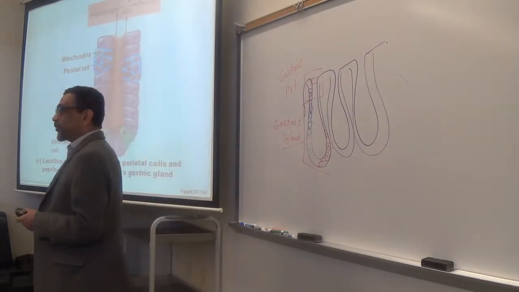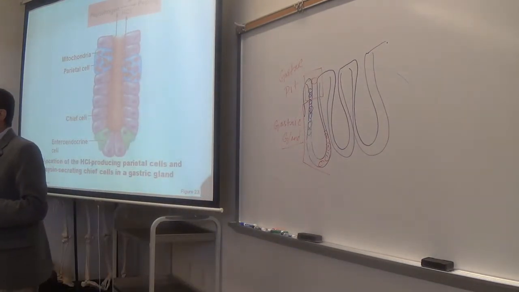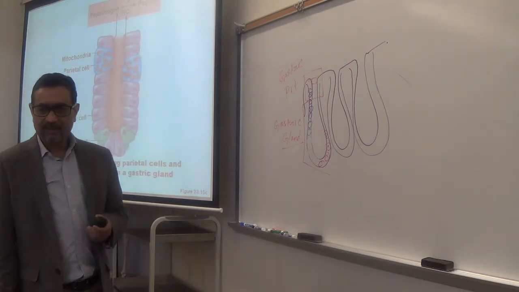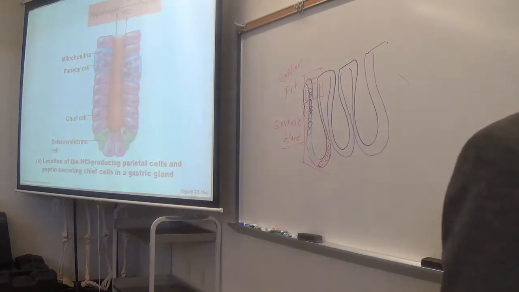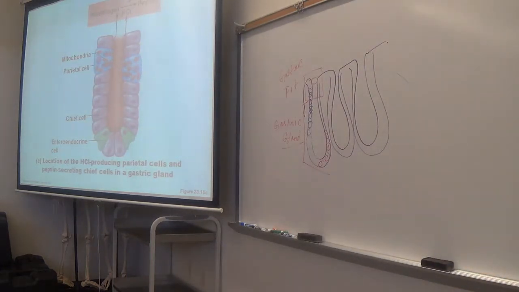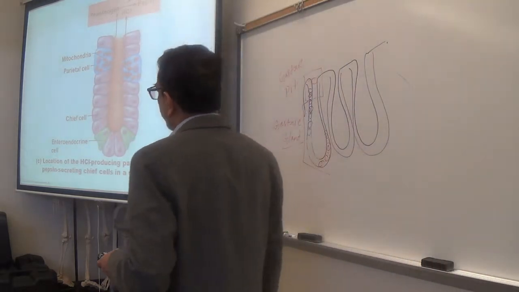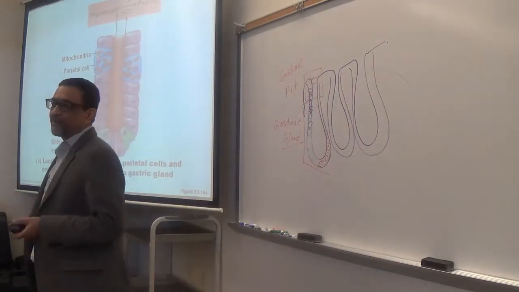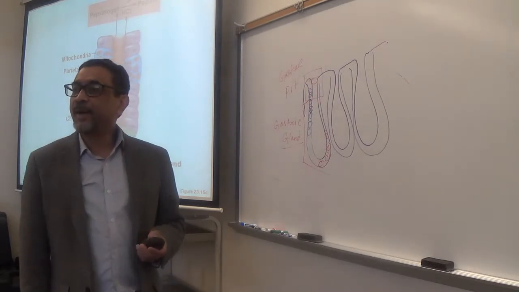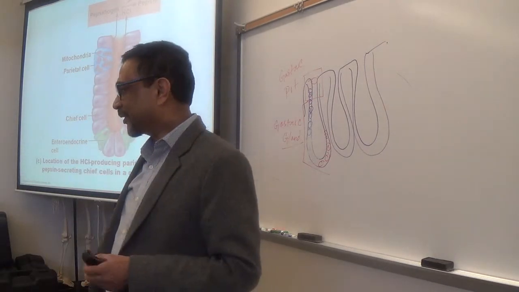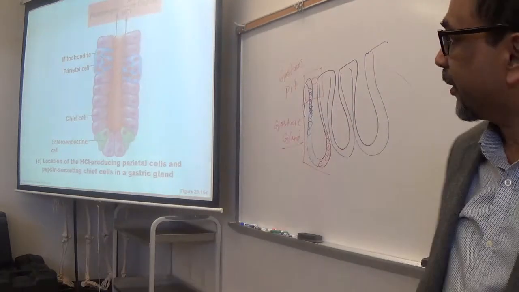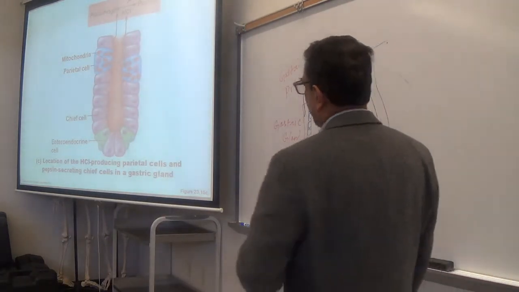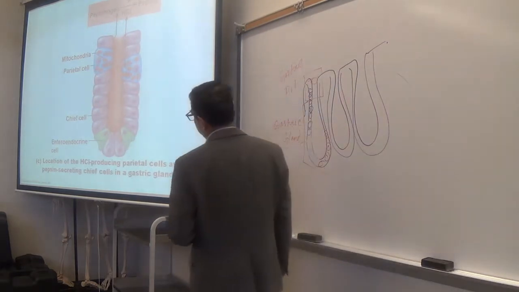Now, pepsinogen is an inactive chemical. To convert it to active pepsin, you need hydrochloric acid. Make sense? So, you see, hydrochloric acid acts on pepsinogen to convert it to active what? Pepsin. Is it clear? And that helps in digestion of food.